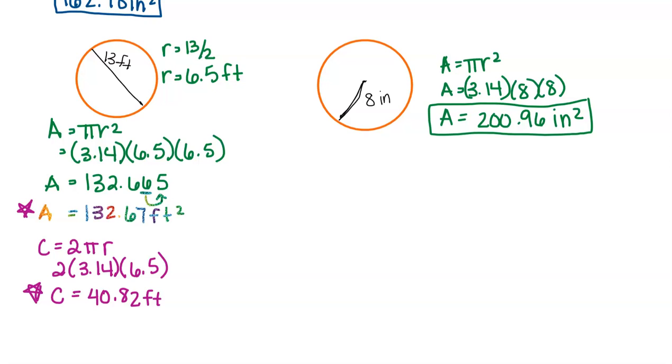Now we're going to go to our circumference, which is 2 times pi times radius. So 2 times 3.14 times 8, and our circumference gives us 50.24 inches.